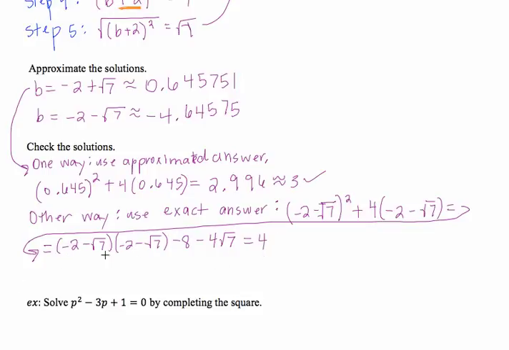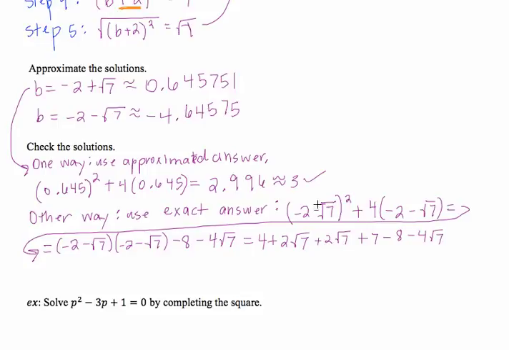Then we have -2 times negative radical 7, which is +2 radical 7. Our inside terms are negative radical 7 minus 2, which is also +2 radical 7. And the last two terms are negative radical 7 times negative radical 7 to give me +7. And then we still have that -8 minus 4 radical 7.